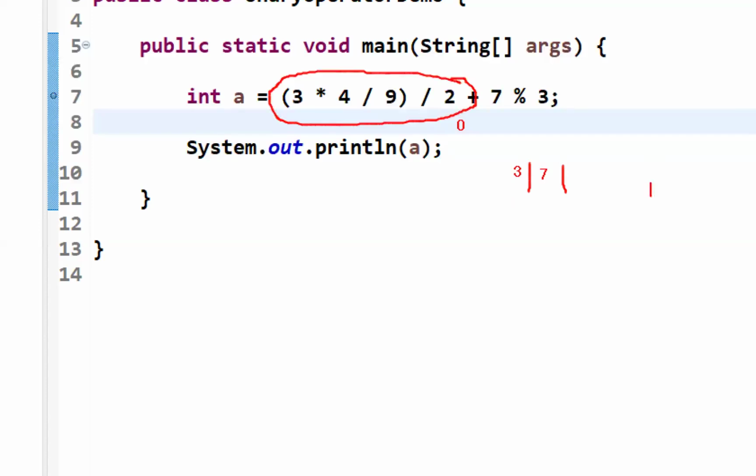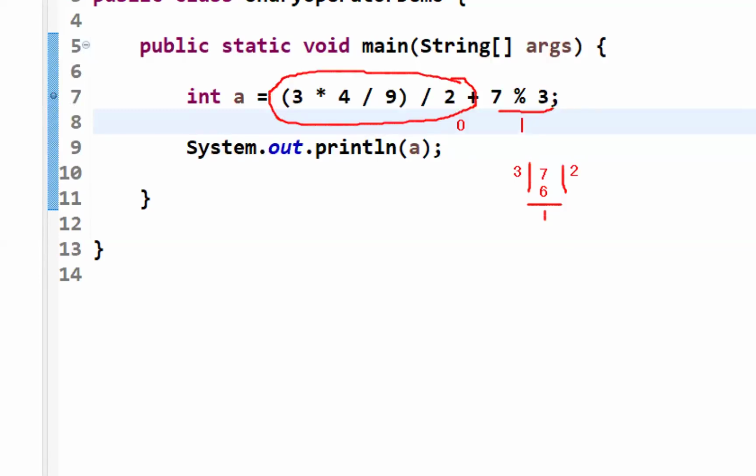Tell me, guys, what's the remainder? 1. Modulus returns the remainder. So this part is 1, right?